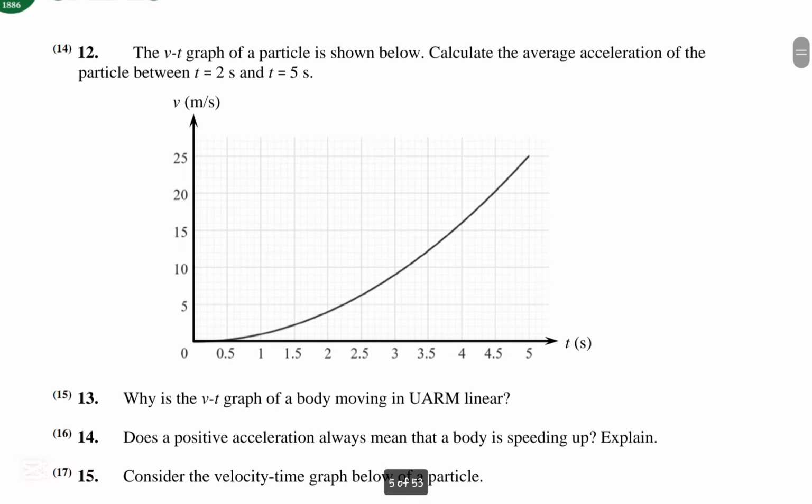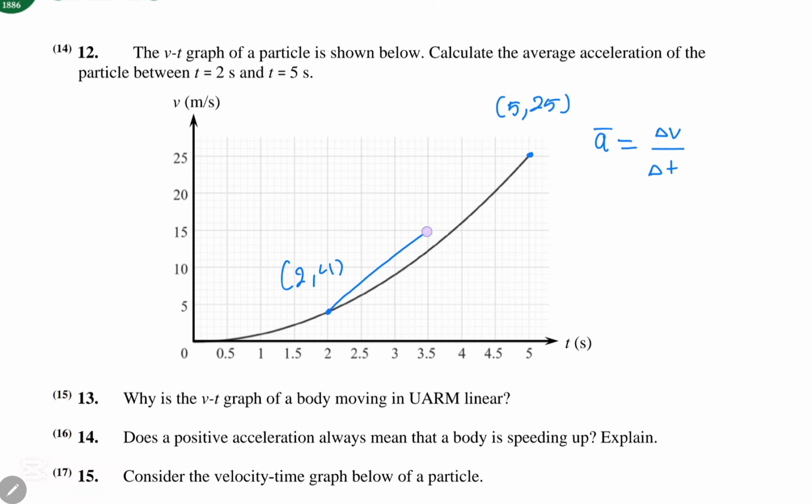What does it say? The velocity time graph of a particle is shown below. Calculate the average acceleration of the particle between time 2 seconds and time 5 seconds. Remember, we said average acceleration is velocity final minus velocity initial divided by the change in time. So average acceleration is equal to change in velocity over change in time. Now we have to be precise with the values. Excuse me, it's 5, 25. It's x then y. At 2 it's approximately 4.